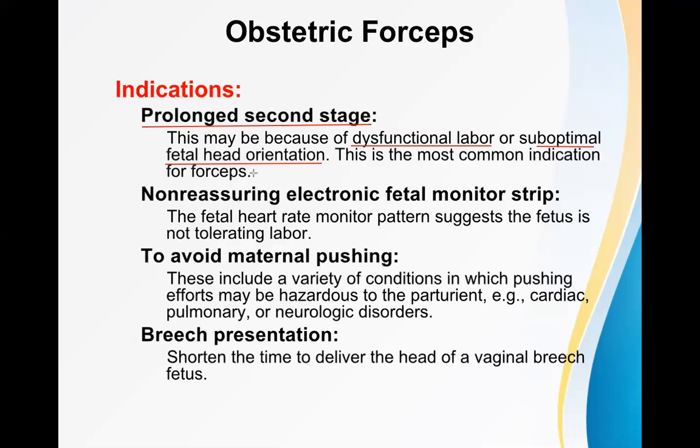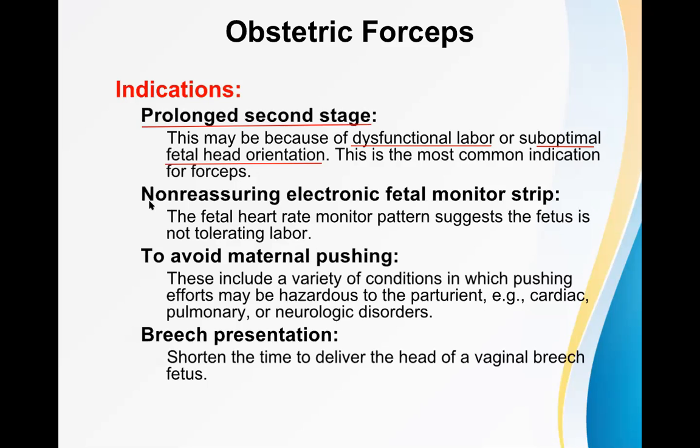Dysfunctional labor means either the uterine contraction is poor or maternal effort is poor. Suboptimal fetal head orientation means the proper rotation or descent of the fetal head has not occurred. As a result, the second stage of labor is prolonged, and if it gets further prolonged, it will lead to fatigability of the mother. This labor and delivery is a very difficult process, with a huge amount of effort on the mother's body. So just to avoid this, we can go for forceps delivery.